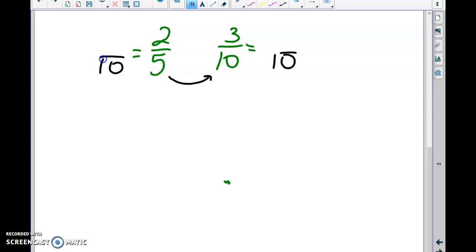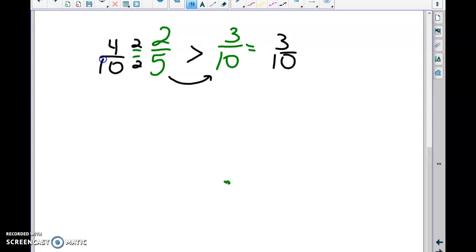So over here, 5 times what is 10, everybody? 2, and 2 times 2 is 4. So another name for 2/5 is 4/10. They're equivalent fractions. And look, I can just slide this 3 over. So I've got 4/10 and 3/10. 4/10 is going to be greater than 3/10.